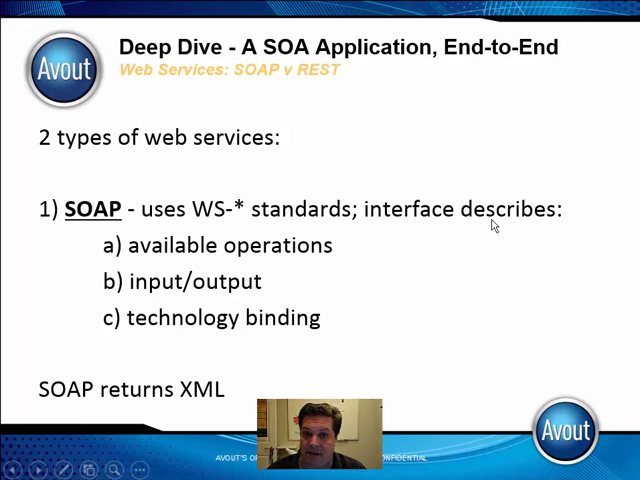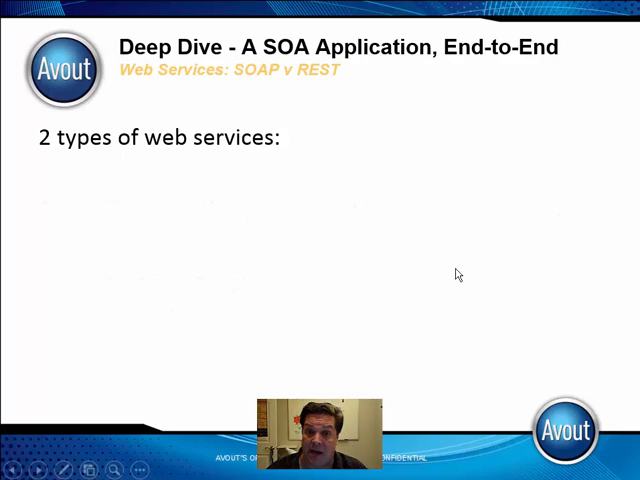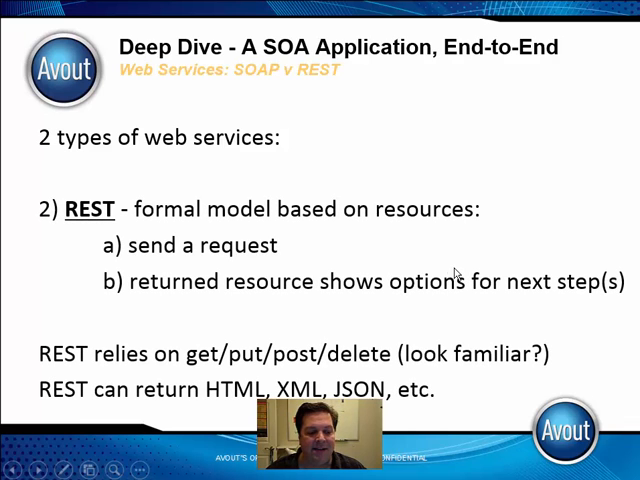REST stands for Representational State Transfer, and it's a formal model that's based on resources where you send a request and you return a resource that shows options for the next steps. REST relies on gets, puts, posts, and deletes, which are HTTP verbs that are used inside your browser to do different things. Now, I have this little parentheses here that says look familiar. What do gets, puts, posts, and deletes kind of look like in the Oracle world? Don't they kind of look like select, insert, update, and delete as part of our database transactions? Kind of look the same, don't they?